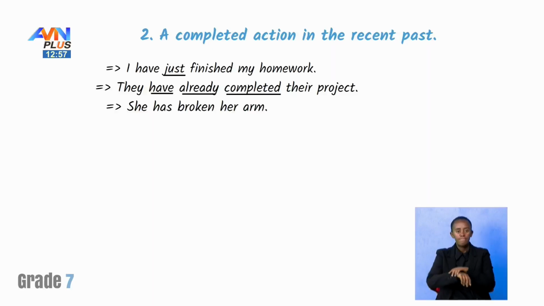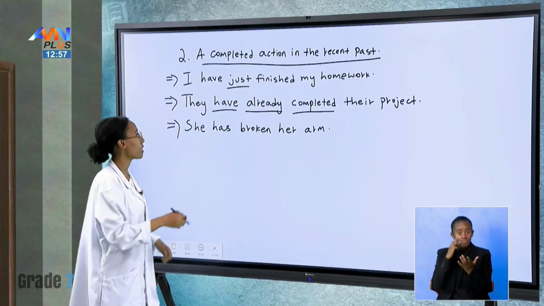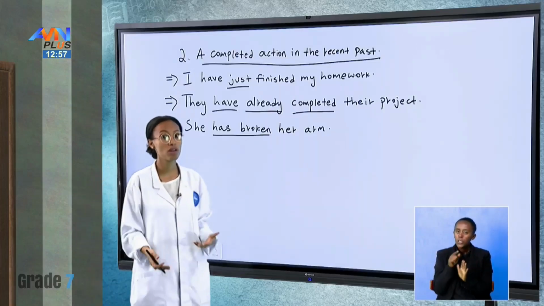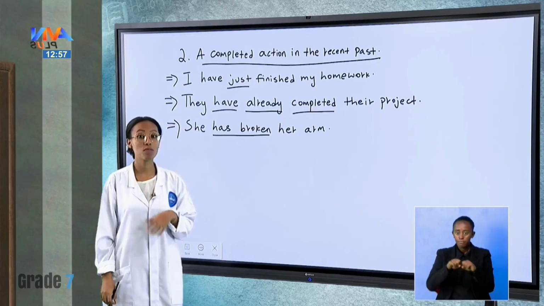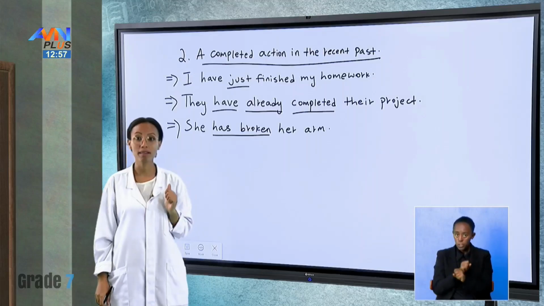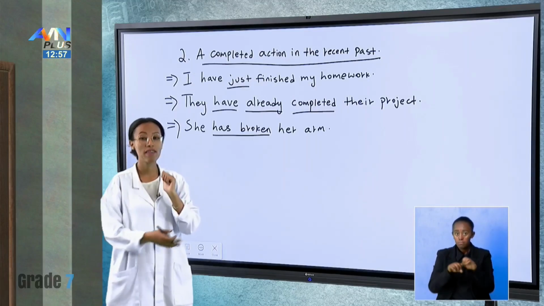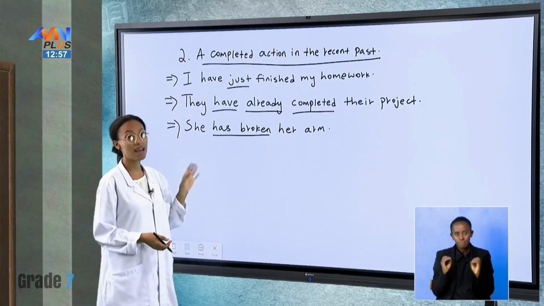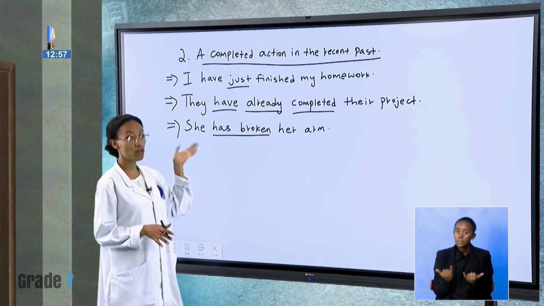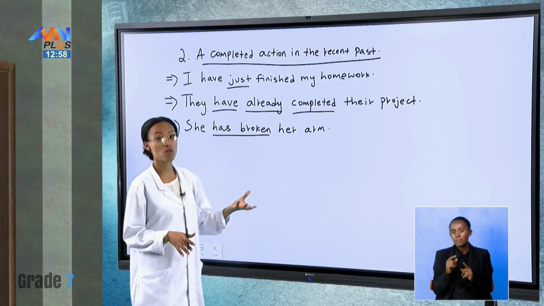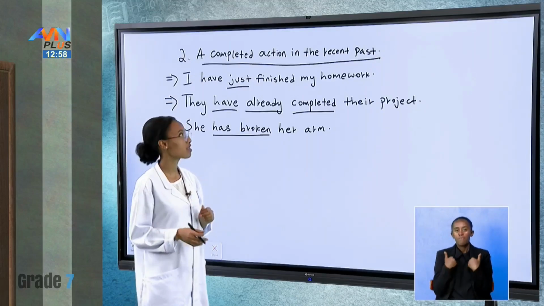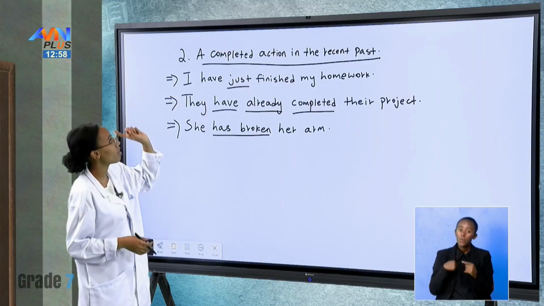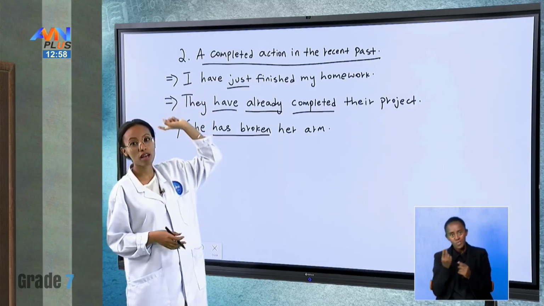In this case, we didn't give any time indicator, but this shows you what? If I say she has broken her arm, the action has been completed and finished, but it also means it's still broken. So the action happened, but the consequence is still here, the effect is still here. That is what we mean when we say we use the present perfect to talk about a completed action in the recent past.